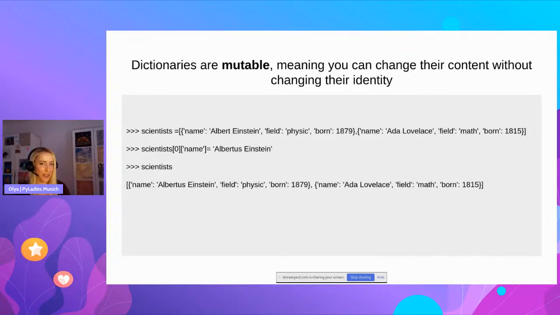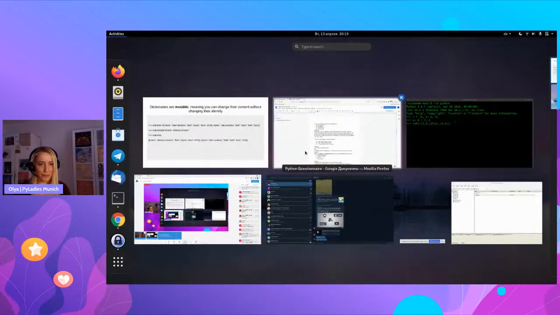Dictionaries are mutable, meaning you can change their content without changing their identity. We have here an example. The list consists of 2 dictionaries, and we have here, for example, name Albert Einstein, field physics, born 1879. If we change the value by key name and replace it with Albertus Einstein, our list will change as well. We will have in the first dictionary now Albertus Einstein instead of Albert Einstein. That was the explanation for this first question.